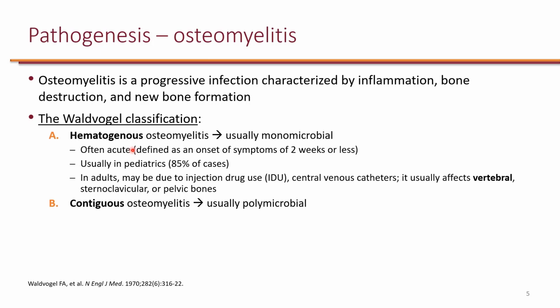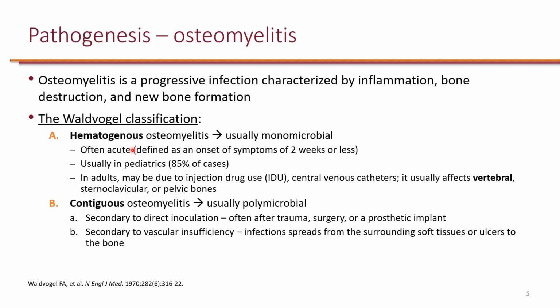In adults, this could be due to injection drug use or central venous catheter. It usually affects the vertebra, which we refer to as vertebral osteomyelitis. Contiguous osteomyelitis, which is usually polymicrobial, is either secondary to direct inoculation, often after trauma, surgery, or prosthetic implant, or it could be secondary to vascular insufficiency, especially spreading from surrounding soft tissue or ulcers to the bone. This is common in skin and soft tissue infection, especially in diabetic foot infection.